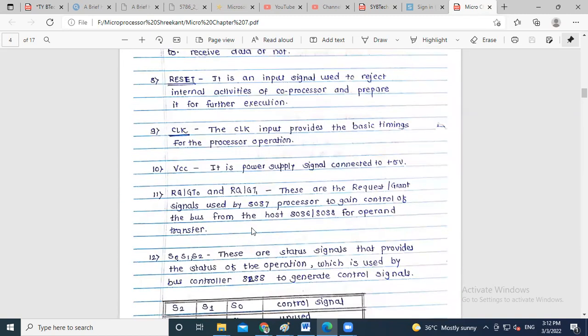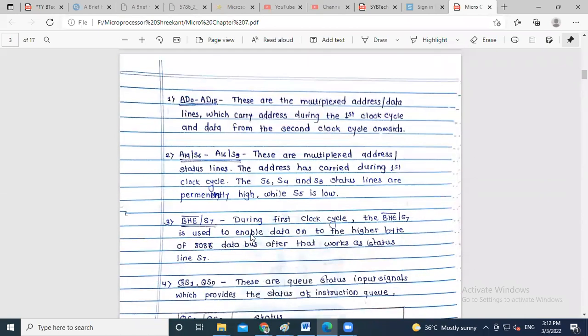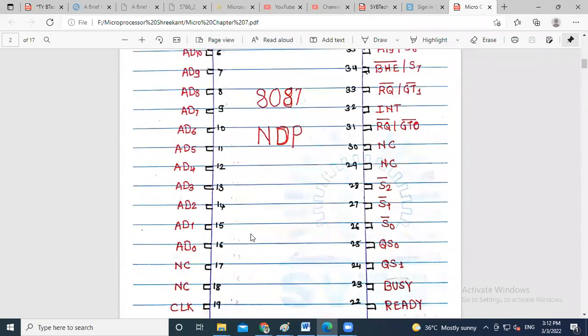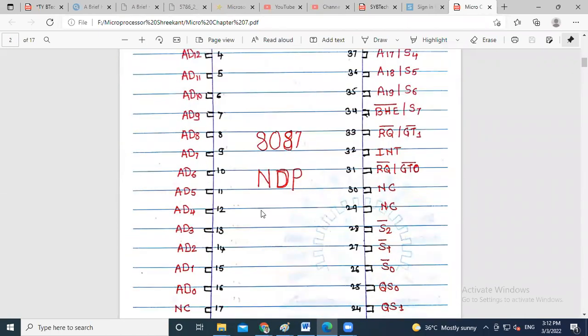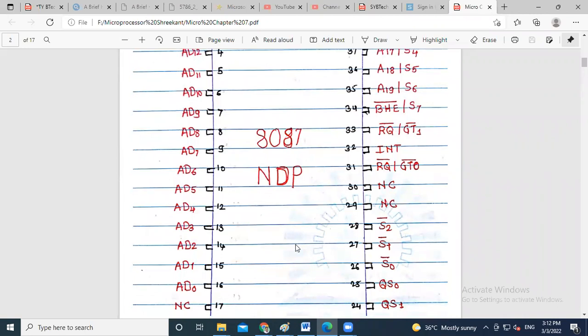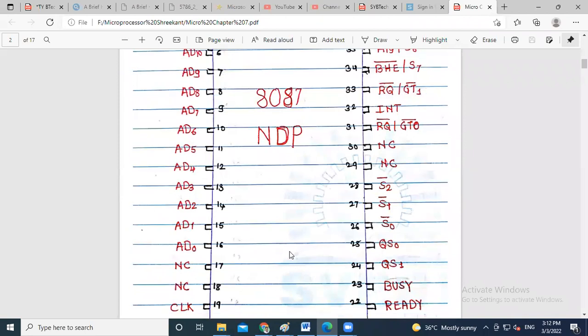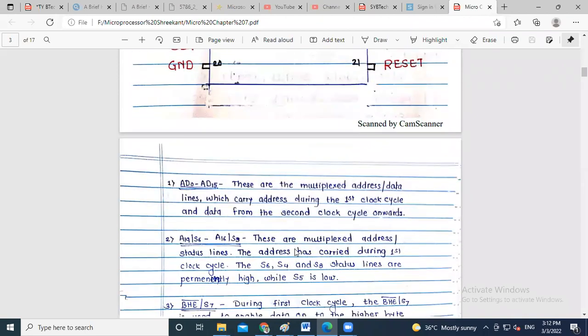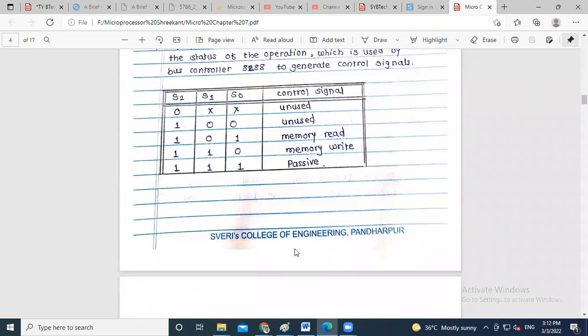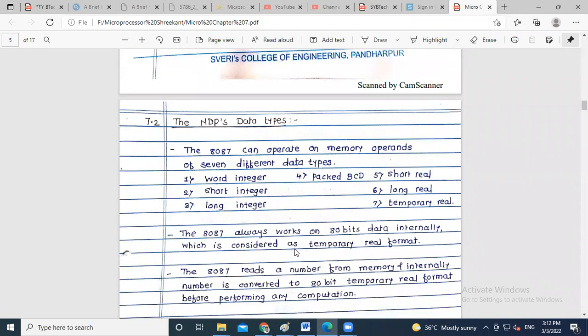So this is all about the pin configuration of the 8087 coprocessor, the numeric data processor, NDP. Okay, so once you know this pin configuration of the 8087, next we will go for the NDP data types we are using.